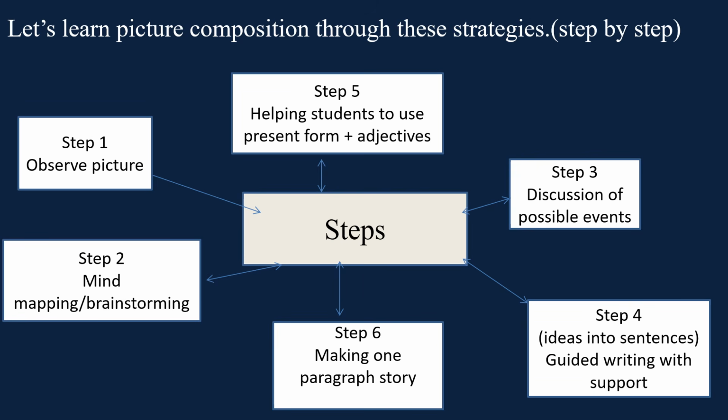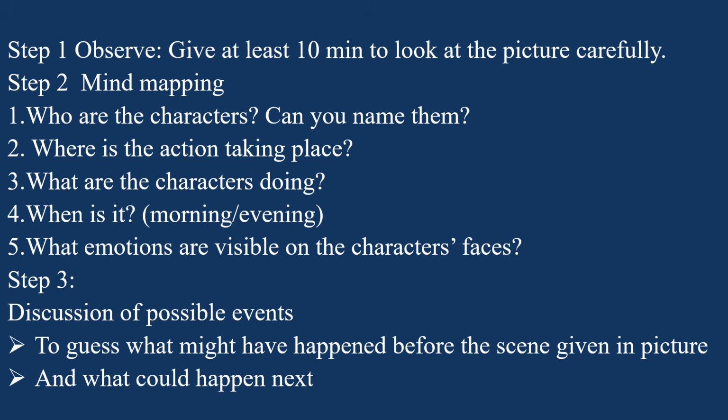Let's learn picture composition through these strategies, step by step. Step 1 is to observe the picture. Step 2 is mind mapping or brainstorming. Step 3, discussion of the possible events. Step 4, ideas developed into sentences, that is guided writing with support. Step 5, helping students to use the present form of the verb and adjectives. And the last step is to make one paragraph about the picture. Let's see these steps in detail now.